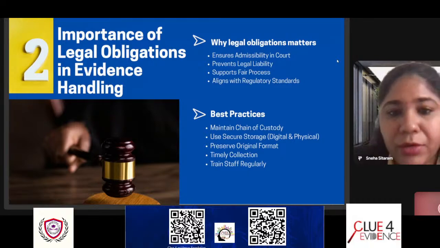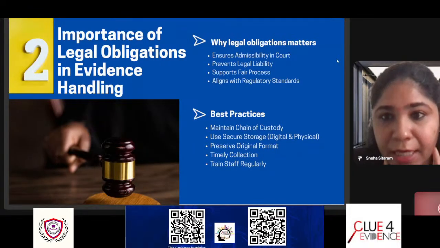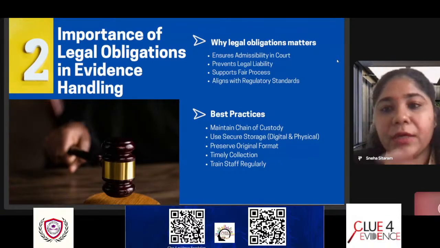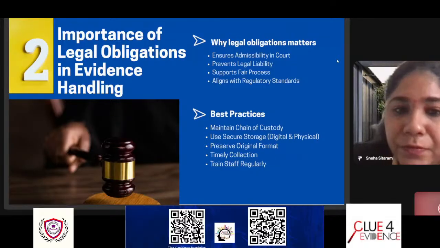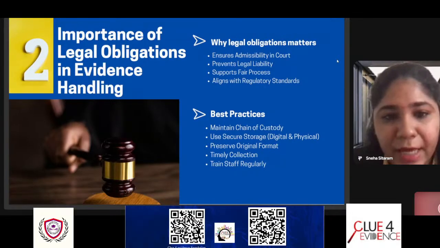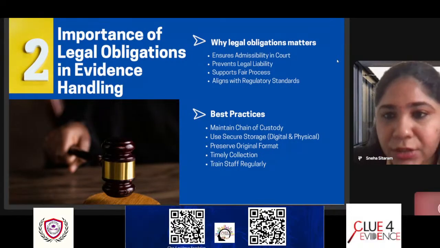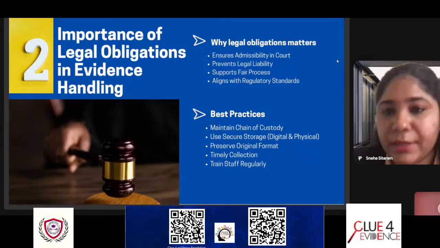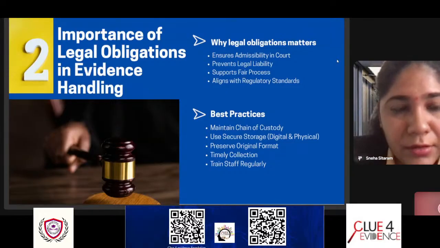And secure storage, again, for digital evidences and physical evidences, and always maintain the original format. That's why we have to maintain the integrity during the investigation, where none of the evidences are hampered or altered, basically. And timely collection, timestamps, and training to the people who would be doing the investigation, and we will have to create awareness also. So that is about the importance of handling evidences in a legal manner. Next slide, please.